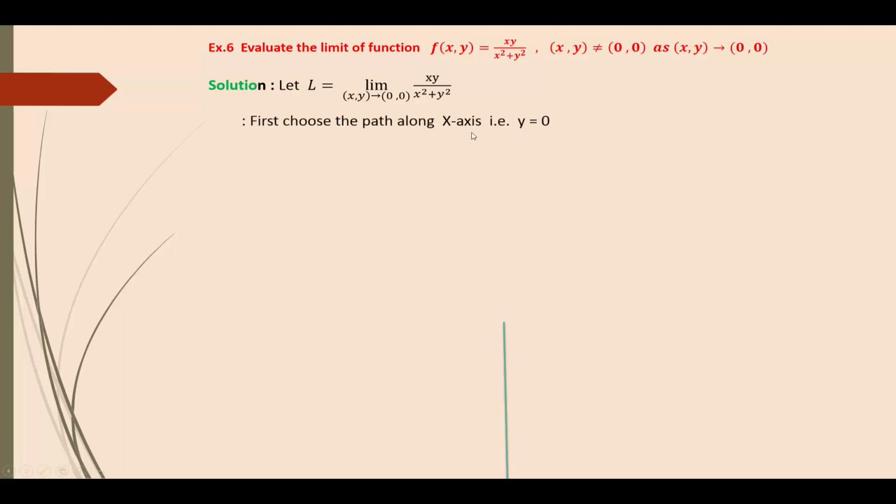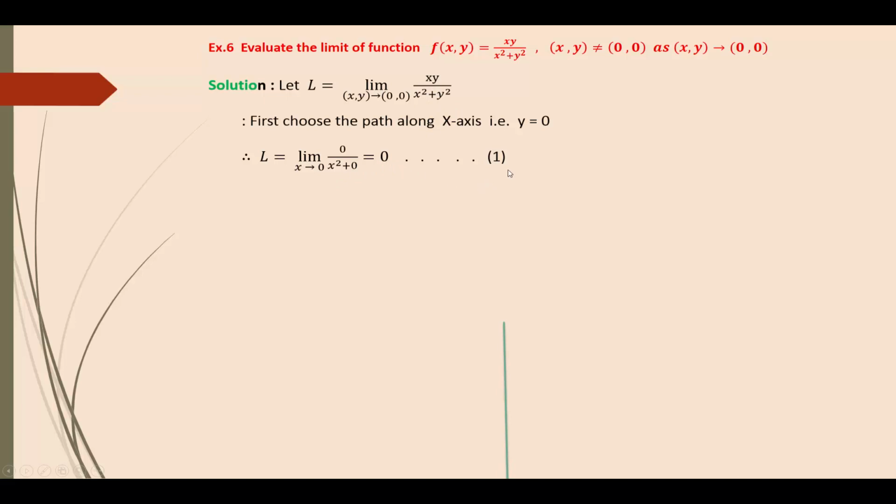First choose the path along x-axis, that is y equal to 0. Therefore equal to limit as x tends to 0. Put the value of y is 0, so this is 0 upon x square plus 0. 0 upon any term is 0. Denote this as equation number 1.